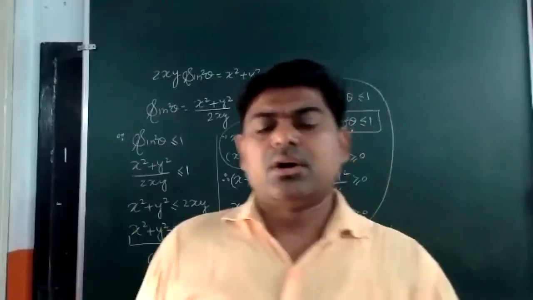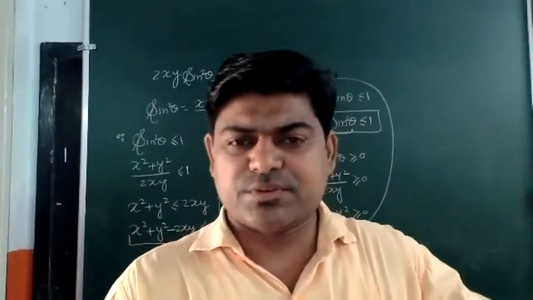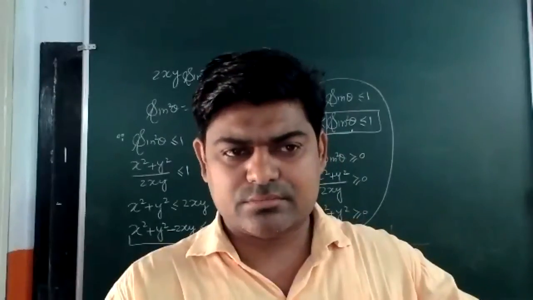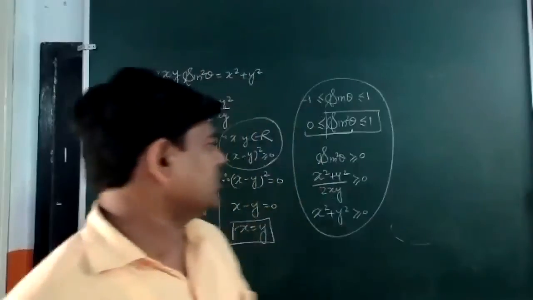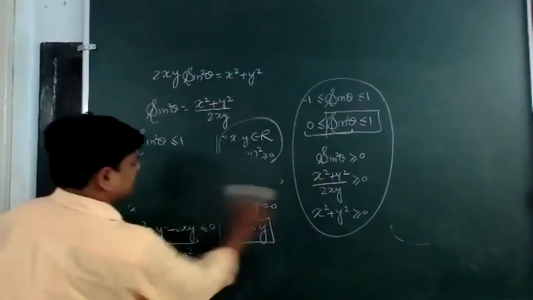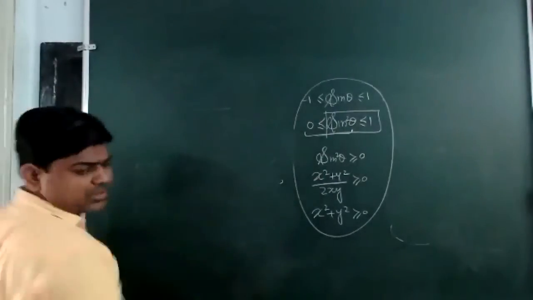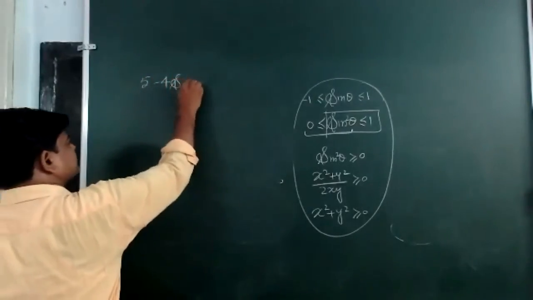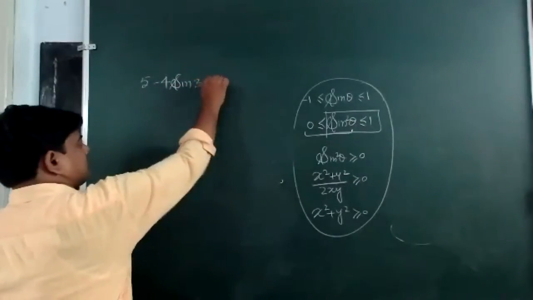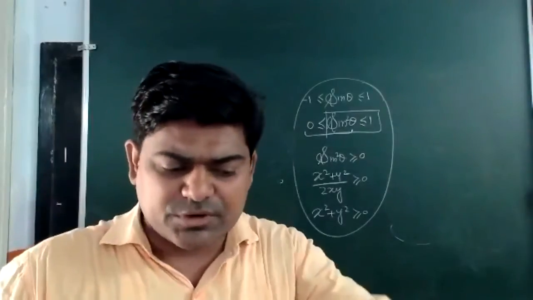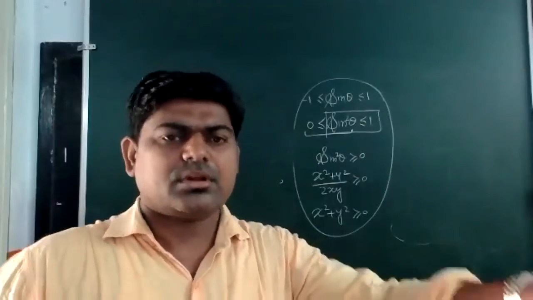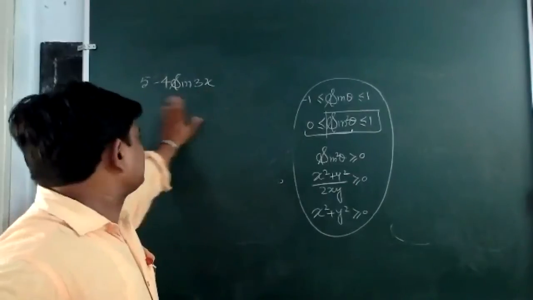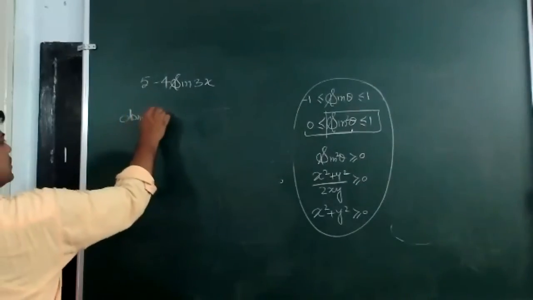Next question: find the domain and range. One thing I want to tell you: domain means the values of x for which the function is defined, and range means what we get after substituting those values. If you give me 1 minute extra, I'll explain the first part and the next part we will explain next day. The first part is given as 5 minus 4 sine 3x. All the values of x for which this function is defined are called the domain, and it is defined for each and every value of x. So the domain is the set of real numbers.